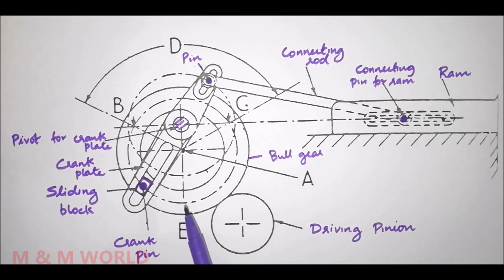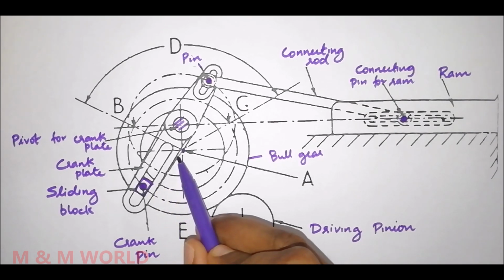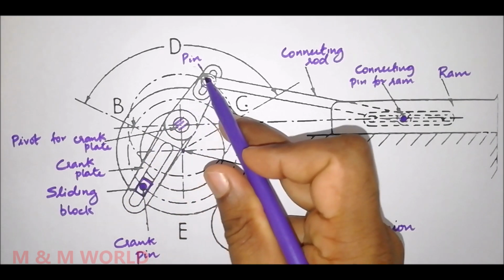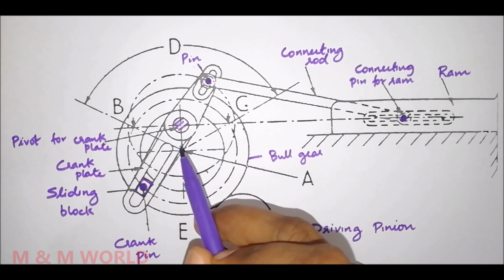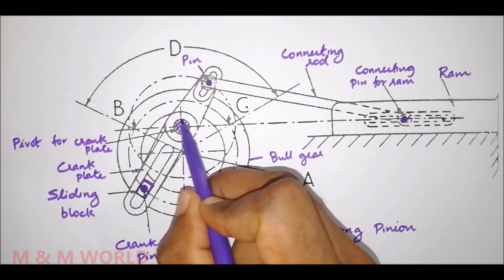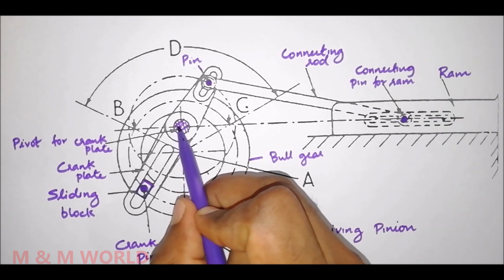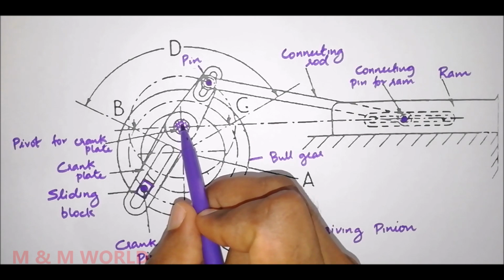Then the crank plate is pivoted eccentrically upon the fixed pin. So this is the crank plate, and it is pivoted at this point using a pin.